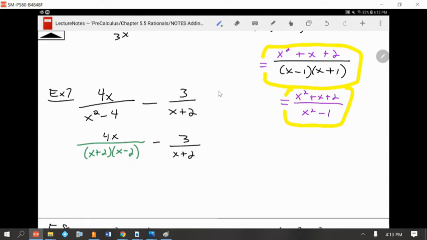When you do the FOIL, you get a -2x and a +2x on the outside and inside. They cancel out. So again, we have difference of two squares. x squared minus 4 is a difference of two squares. My favorite kind of factoring is a difference of two squares.